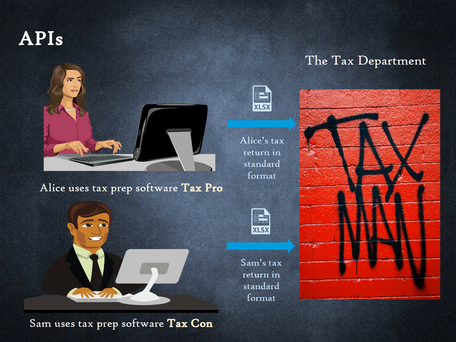APIs can be thought of as data pipes that are consuming or outputting data in a predefined format. This permits systems of different businesses to consume data from each other easily. In this example, the tax department is providing an API to which different tax prep software companies are connecting.